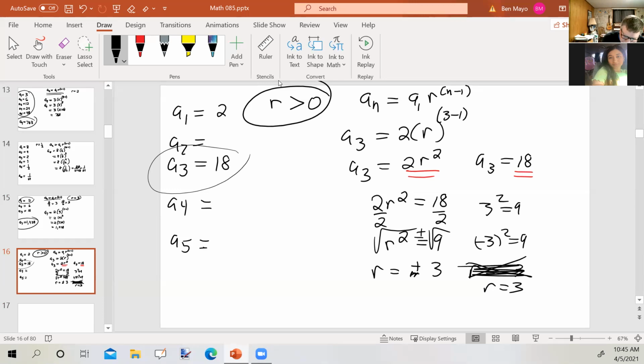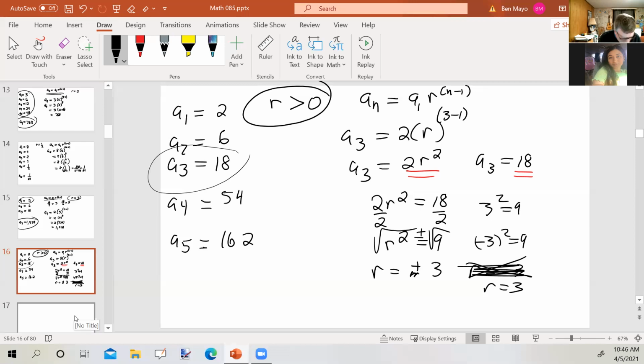So 2 times 3 is 6. 6 times 3 is 18. 18 times 3 is 54. 54 times 3 is 162. Let's see here. If we had used r equals -3, we still would have gotten 18 for a sub 3, but a sub 2 would have been -6. So that's why they had to tell us whether r was positive or negative. Any questions about that?